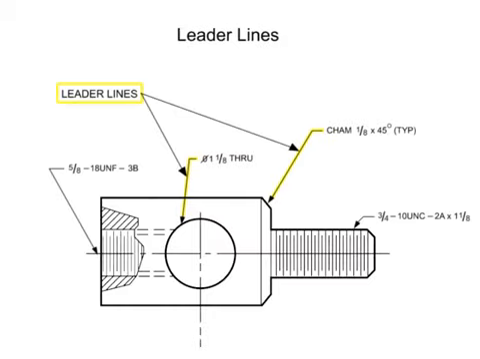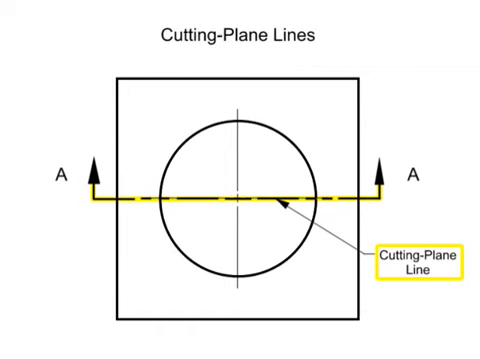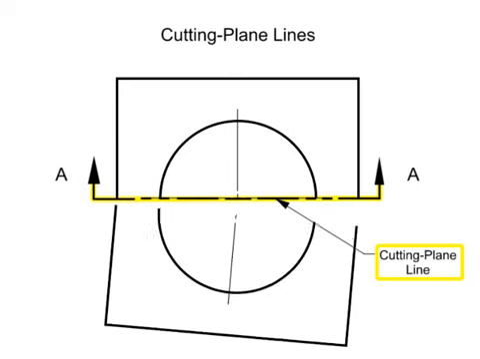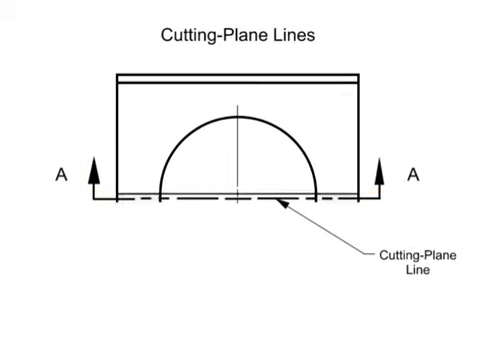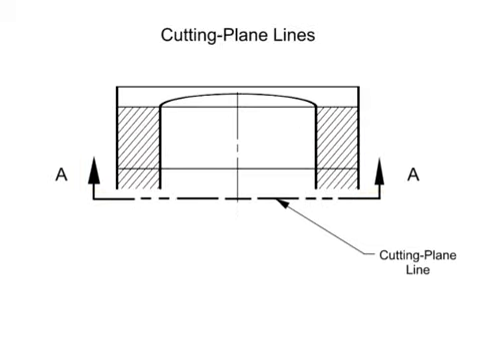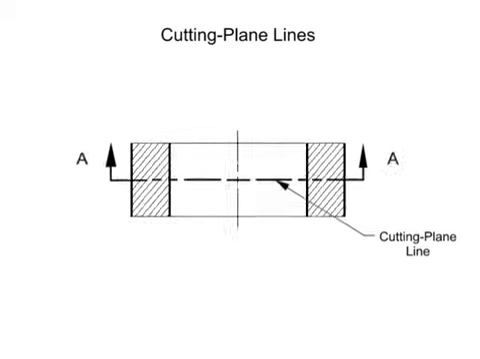Leader lines are used to indicate a part or portion to which a number, note, or other reference applies and are typically unbroken lines terminating in an arrowhead. The most common use is when a dimension won't fit within the dimension line. Cutting plane lines are used to indicate a plane or planes in which a section is taken. The arrows at the end of the cutting plane line indicate the direction of the view or the direction your eyes look after the cut is taken.